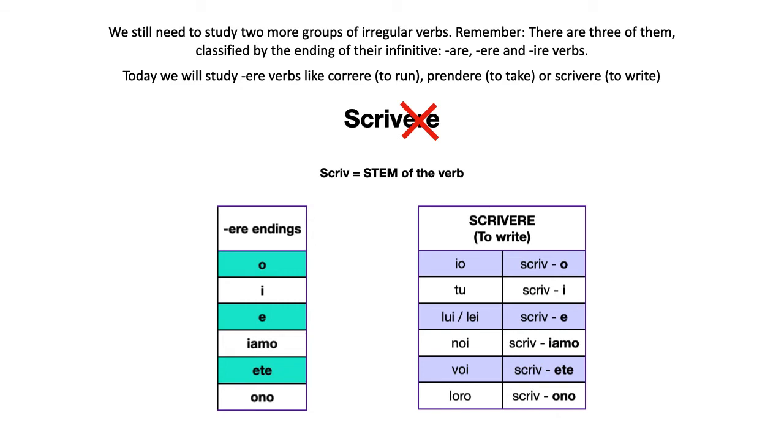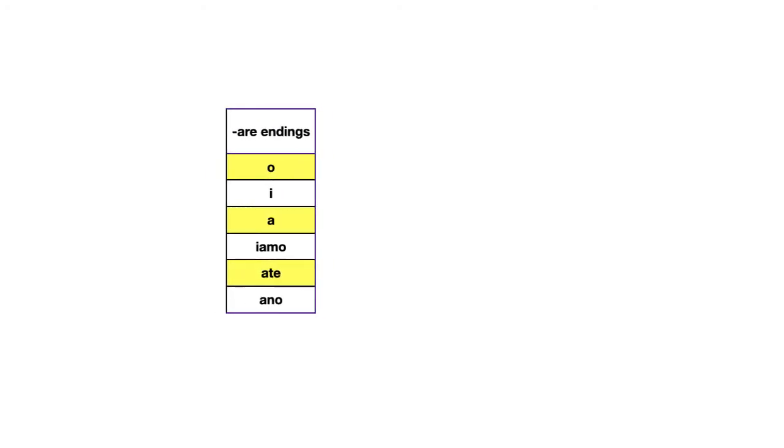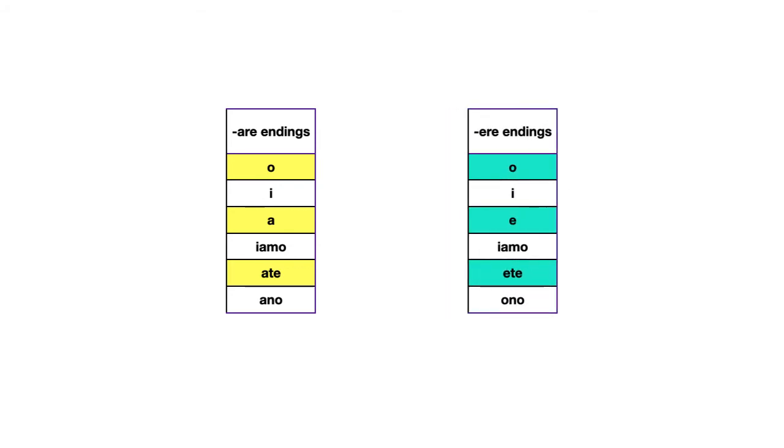Where is the difference? I hope you noticed that it is in the endings. Let's go back a little and look at the are endings. They go like this: o, i, a, iamo, ate, ano. And now let's compare them to the ere endings. Here they are: o, i, e, iamo, ete, ono.